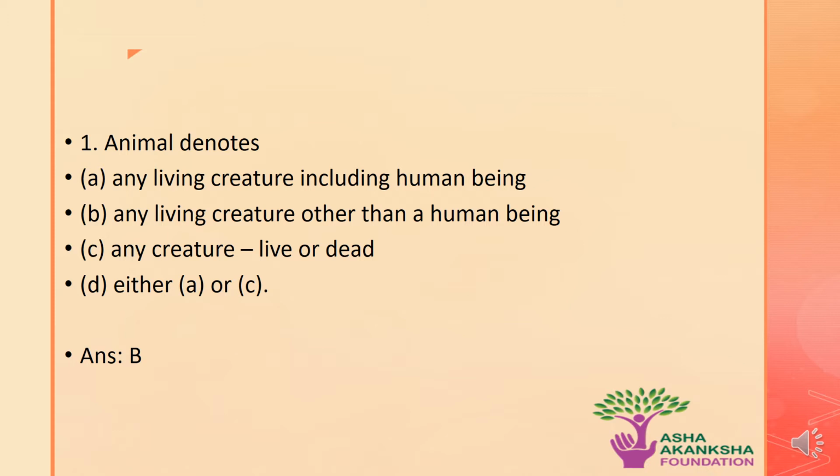The first question is, what does an animal denote? Options are A. Any living creature including human being. B. Any living creature other than a human being. C. Any creature whether it is dead or alive. Or D. Either A or C. The correct answer to this question is option B. That is, animal denotes any living creature other than a human being.